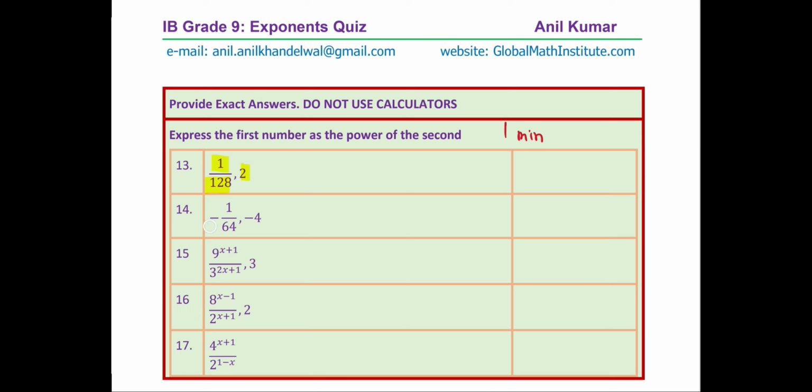So we have 1/4 as minus 1 over 64 to be expressed as power of minus 4. And then we have these questions: 9 to the power of x plus 1 over 3 to the power of 2x plus 1, which has to be expressed as power of 3. Now here purposely I've given you 3 different questions. The idea is I'll provide solution of one so that you can practice with the others.